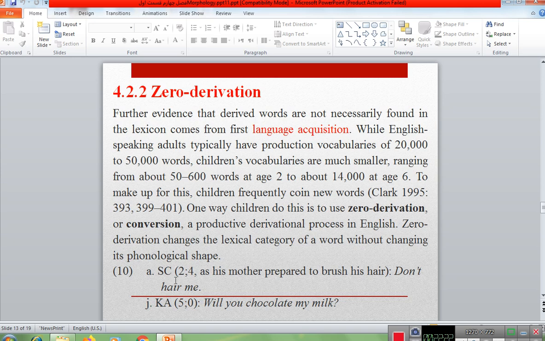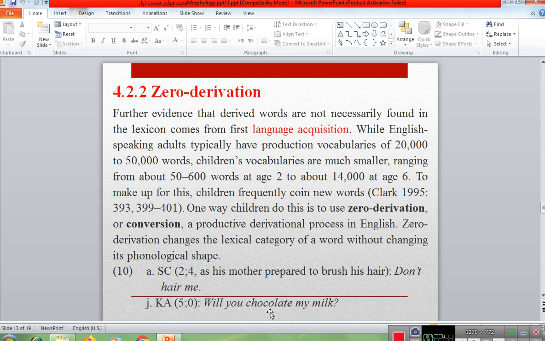Look at the examples. For example, the child said, "Don't hear me." You see here, hear is a kind of noun. So maybe the children use it in its verb form instead of the noun form. Don't hear me. This is a kind of zero derivation or conversion.